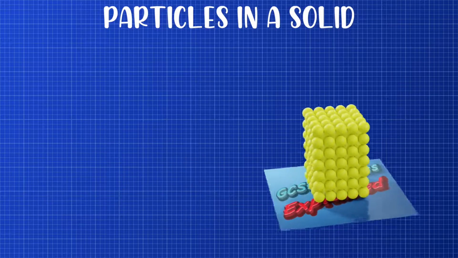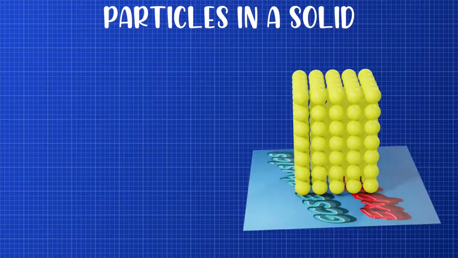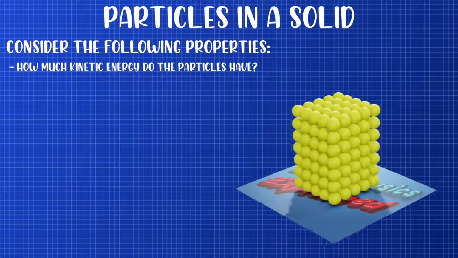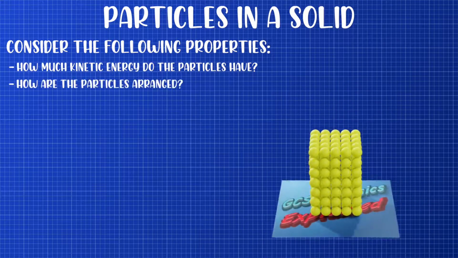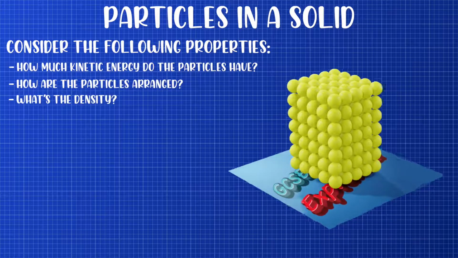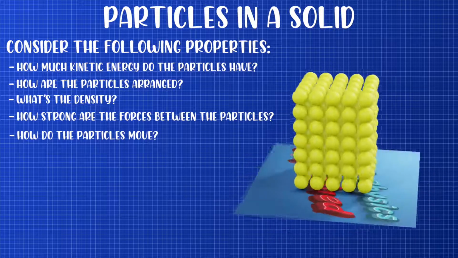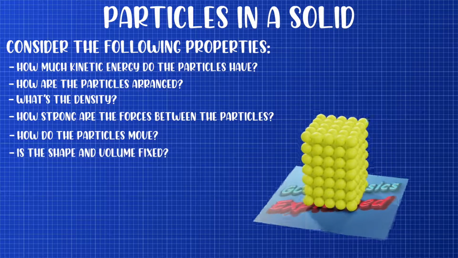Let's take a look at the particles in a solid. What do you notice about them? Consider the following properties. How much kinetic energy do the particles have? How are the particles arranged? What's the density? How strong are the forces between the particles? How do the particles move? And is the shape and volume fixed?